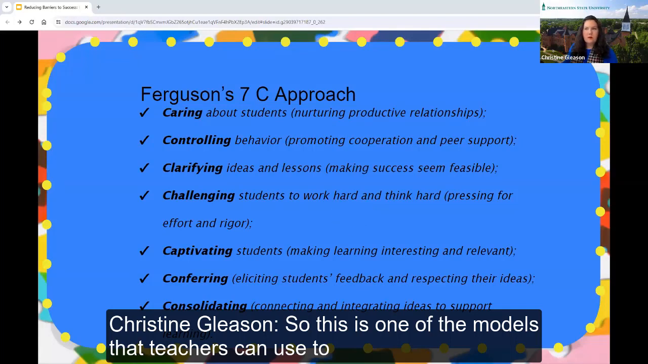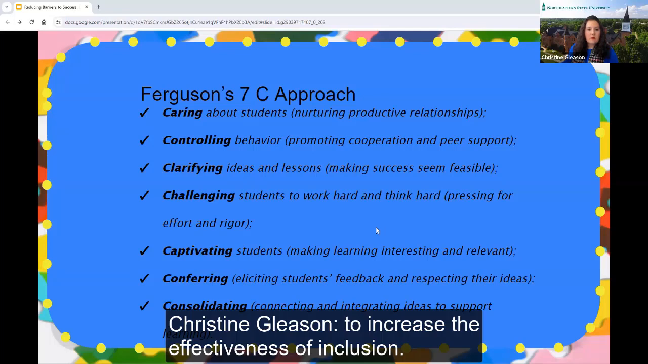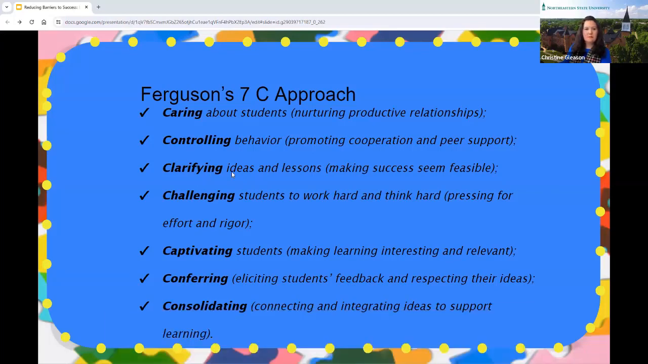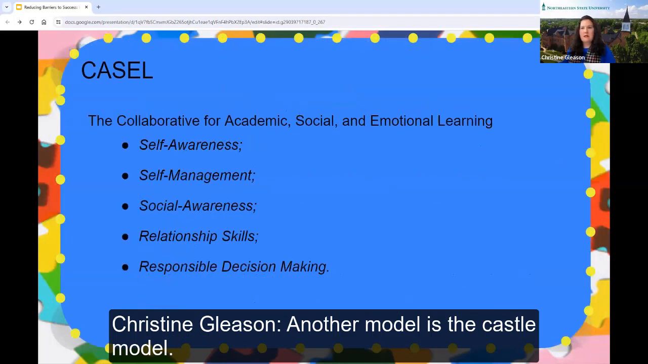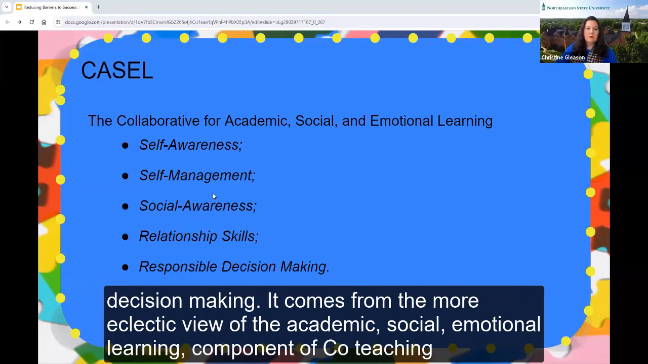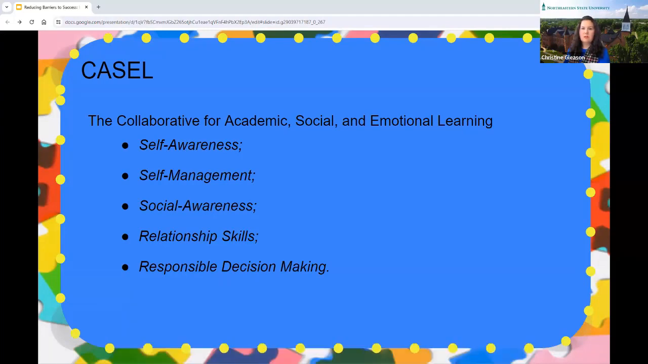So this is one of the models that teachers can use to increase the effectiveness of inclusion. I've included resources at the end if you want to learn more about that. Another model is the CASEL model. It talks about self-awareness, self-management, social awareness, relationship skills, responsible decision-making. It comes from the more eclectic view of the academic, social, emotional learning component of co-teaching.